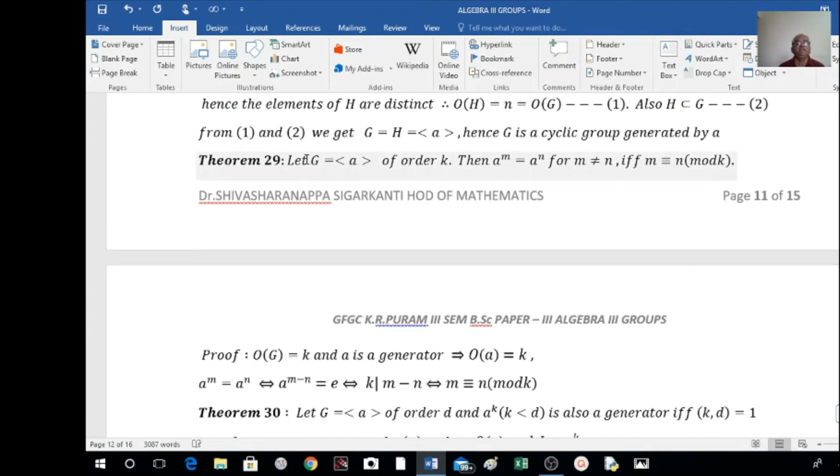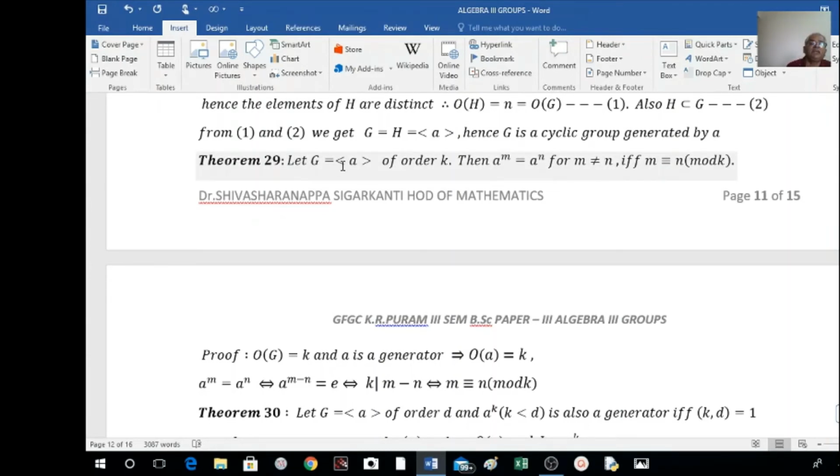Let G be a cyclic group generated by a of order k. Then a power of m equals a power of n, for m not equal to n, if and only if m is congruent to n mod k.